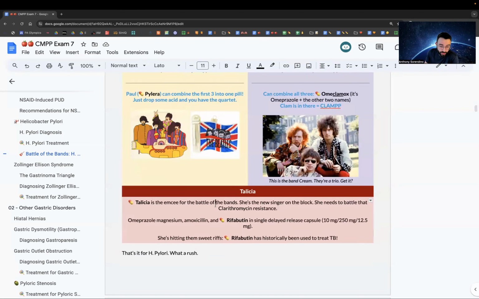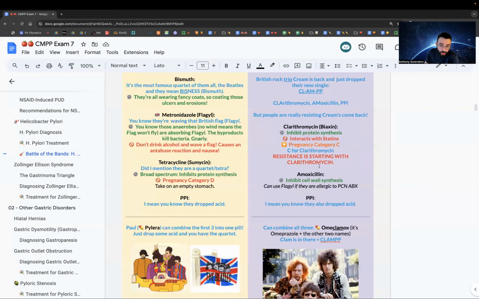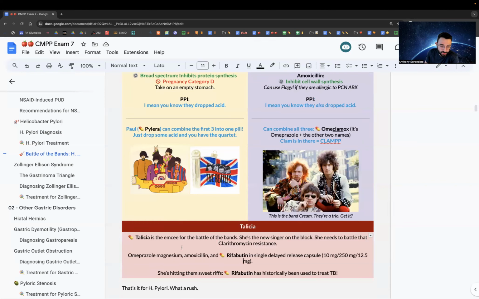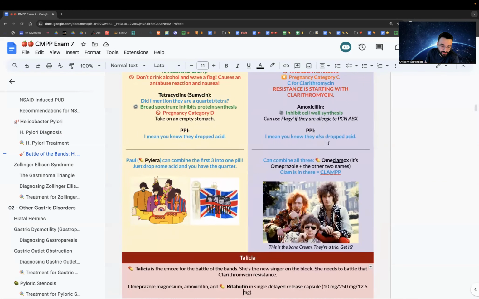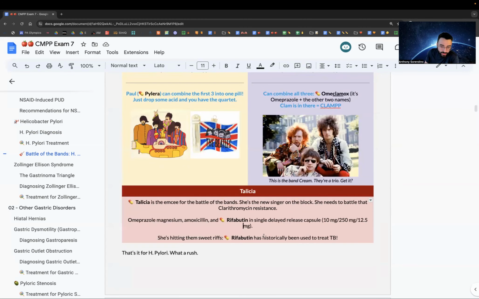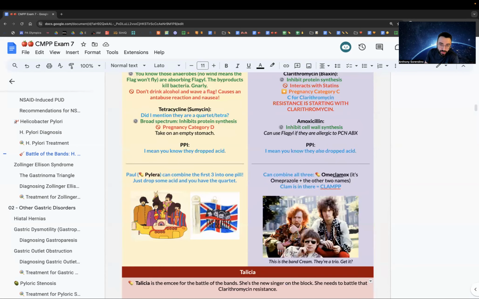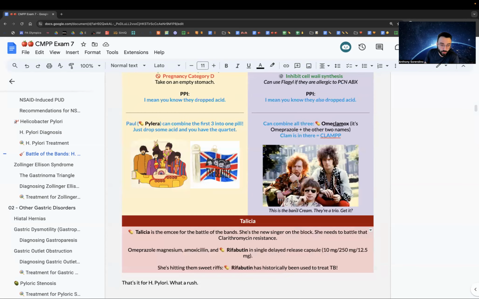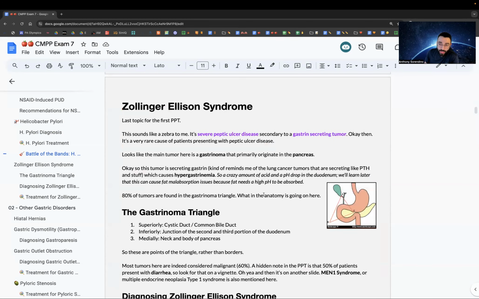So if we don't want to do the clarithromycin because of this resistance, we can put them on Talicia, which again is omeprazole, so we have the PPI, we have the amoxicillin in there as well, and then we're taking out the clarithromycin and putting in rifabutin. All right, so those are our three insane med regimens for H. pylori. Okay, the last topic for this first PowerPoint is Zollinger-Ellison syndrome.